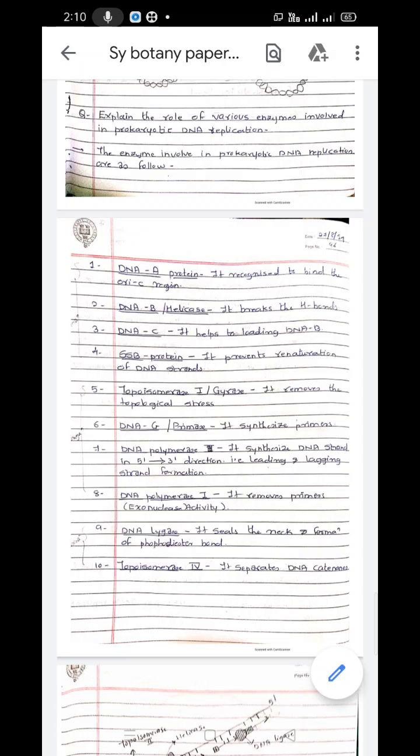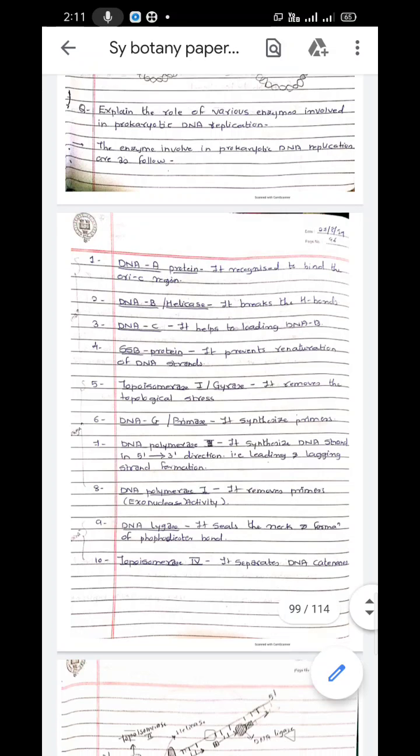Then next is DNA polymerase 3, and some corrections are in your notes. This DNA polymerase 3 helps to remove the primers, which is also known as its exonuclease activity. So after the formation of the strands, DNA polymerase 3 plays a role in removing the primers.